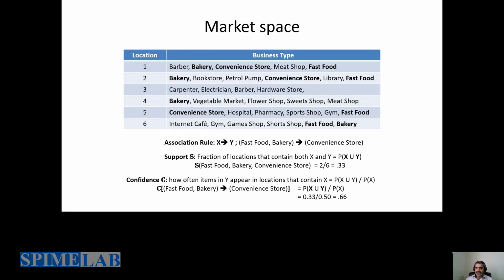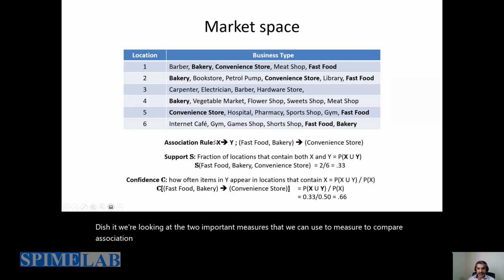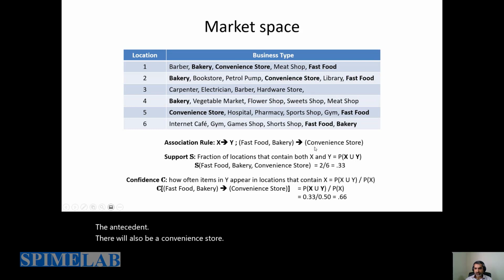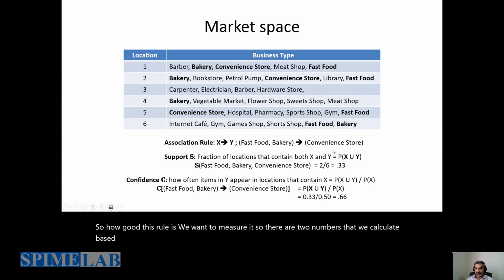We are looking at the 2 important measures that we can use to compare association rules. For now, we are looking at an example association rule that says that wherever we find fast food and bakery, the antecedent, there will also be a convenience store. So how good this rule is, we want to measure it. There are 2 numbers that we calculate based on their frequency of co-occurrence: support and confidence.